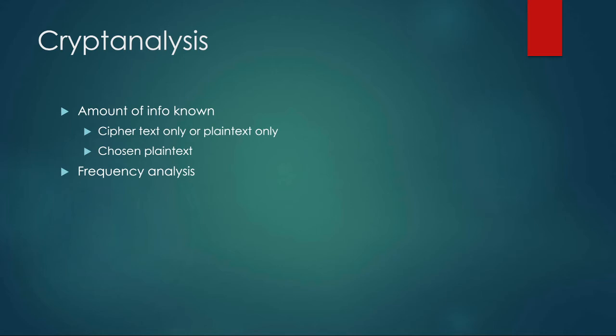Cryptanalysis is the practice of taking the encrypted message and figuring out what the actual message was supposed to be. Now, frequency analysis is popular for things like substitution ciphers or Vigenère ciphers because we can do things like look at what the most commonly used letters are. We can make some logical guesses. We can figure out, well, what's the most commonly used word in the English language.